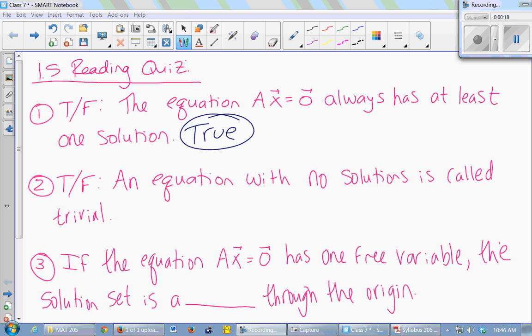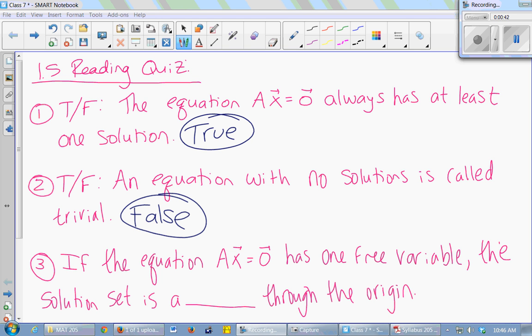True or false? An equation with no solutions is called trivial. False. An equation with no solutions is called inconsistent. And trivial represents, what was the word trivial for? The 0 vector as a solution. Yeah. So I just put in a bunch of words and made a nonsense sentence.